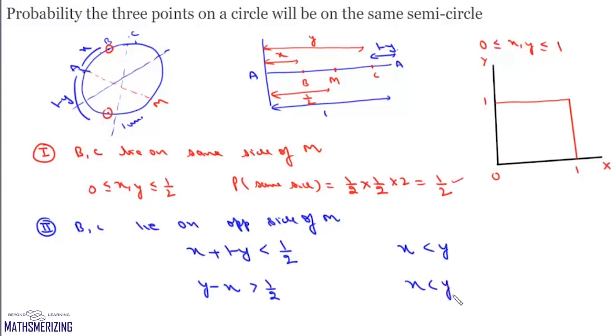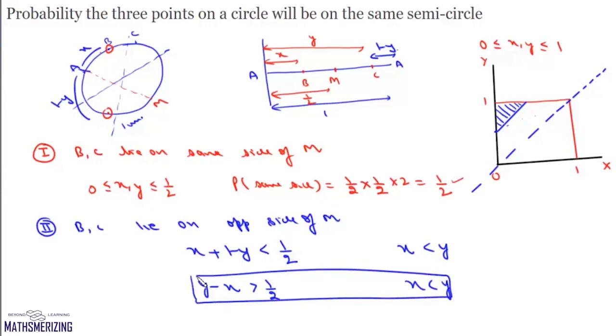So we'll mark this region. First we'll mark the X equals Y line. Now X is less than Y, so we are talking about this region. In this region, we have to find the region corresponding to this inequality. When the value of X is 0, the value of Y is 1 by 2. And when the value of Y is 0, the value of X is minus 1 by 2. So it will be this line. Now if we put the point 0, 1, it satisfies this condition. So we are talking about this region, and this is the region that we get from this condition.